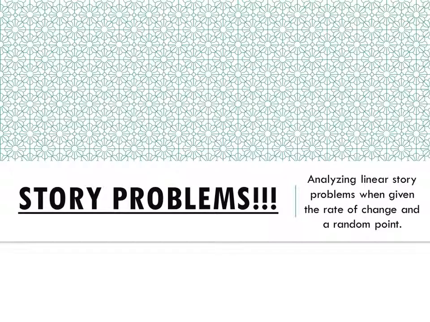Alright, so today we're learning to graph story problems. We're going to be given the rate of change, which is just a fancy word for slope. And you're going to be given a random point, so a random x, y point. I'm going to do one example with you, then you're going to pause the video and try the second example on your own, and then you can play and see how you did.